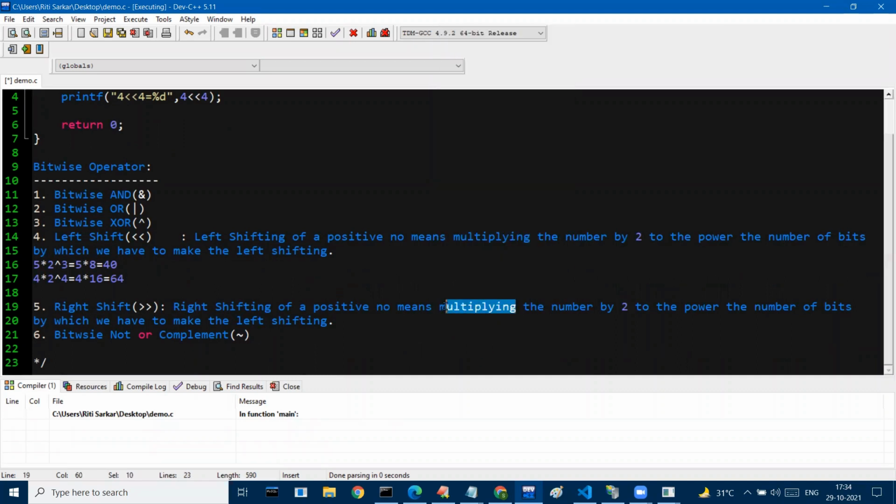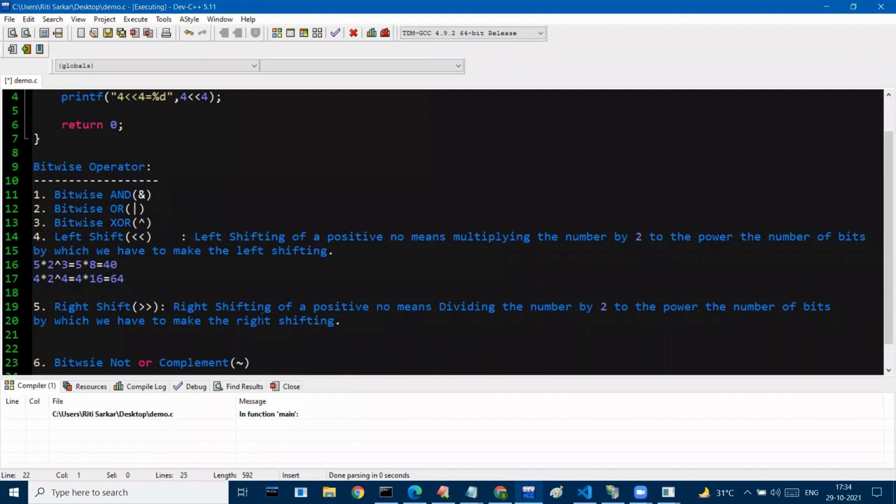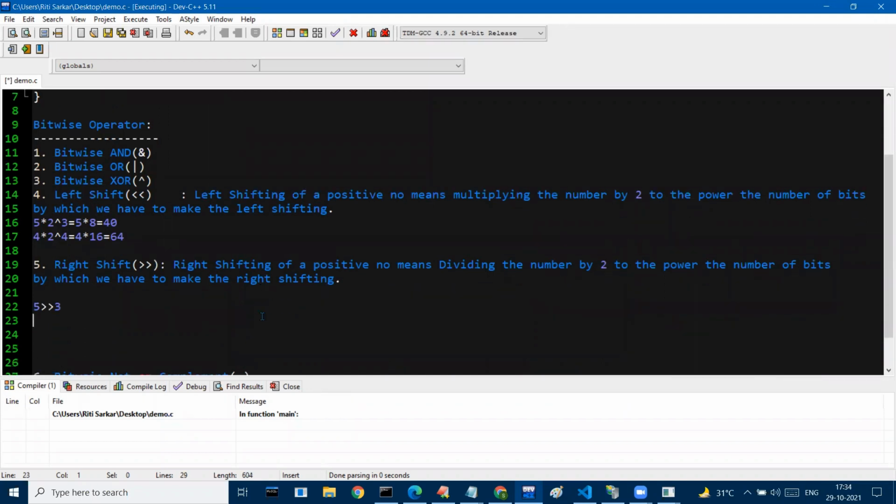This will be dividing the number by 2 to the power the number of bits by which you have to make the right shifting. Let's take an example to understand how to go for that right shifting. Suppose you have 5 right shift by 3. 5 right shift by 3 means what?